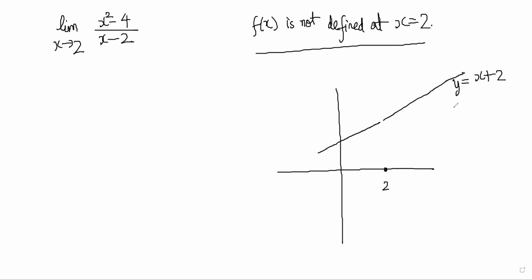y is equal to x plus 2. Notice why y is equal to x plus 2, because when you cancel it off, it becomes x plus 2, right? So there is a gap here. I have put a circle here because at 2 it is not defined, right? If you put 2, the denominator is 0. However, even though it is not defined at 2, you can still get close to 2, right?